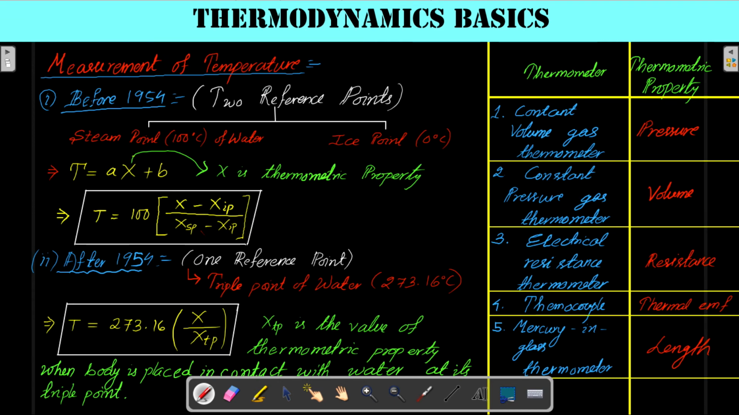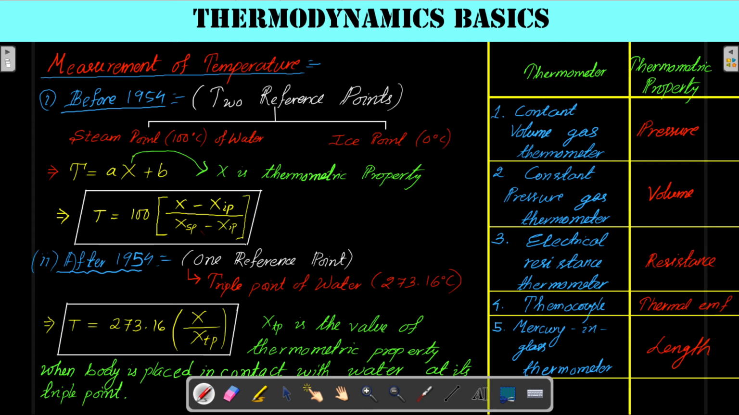Then there are various ways of measuring temperature. Before 1954, they used to take two reference points. One is the steam point, that is 100 degrees Celsius for water, and the other is the ice point, that is 0 degrees Celsius for water. So the temperature is calculated as T equals aX plus b, where X is the thermometric property. I will explain what the thermometric property is.